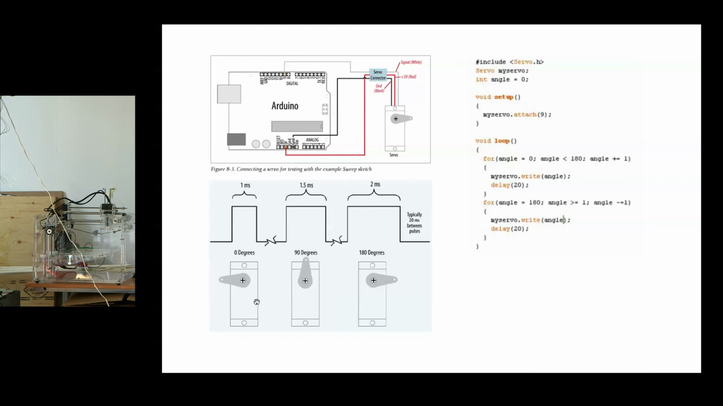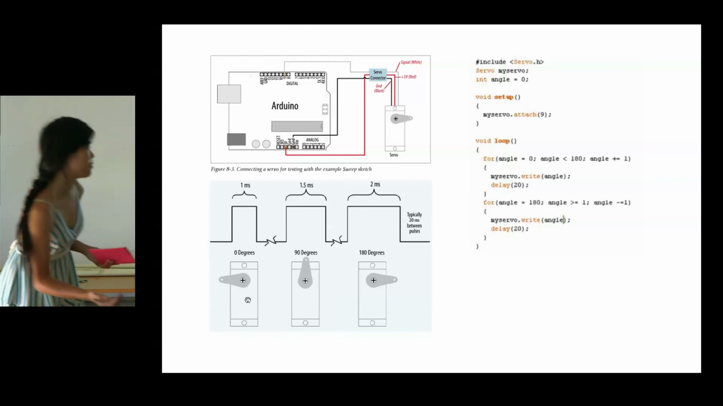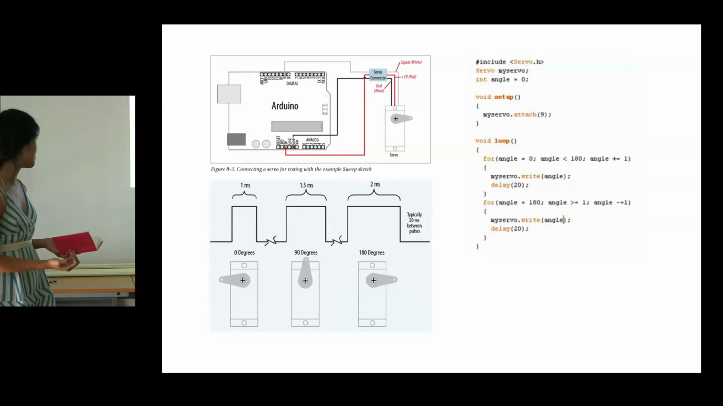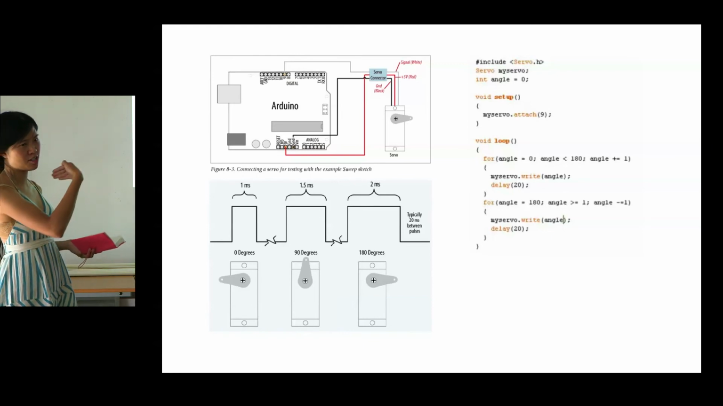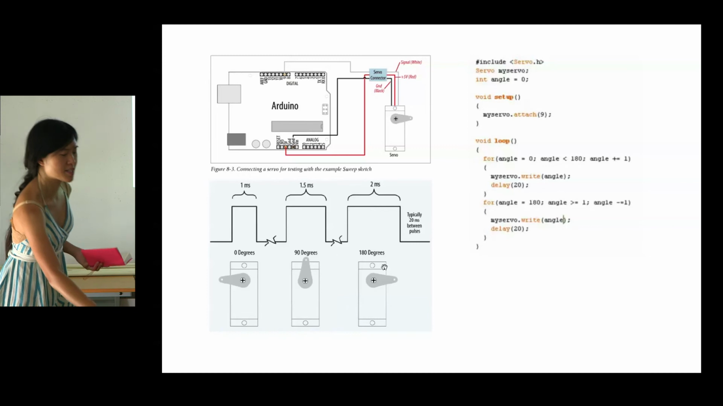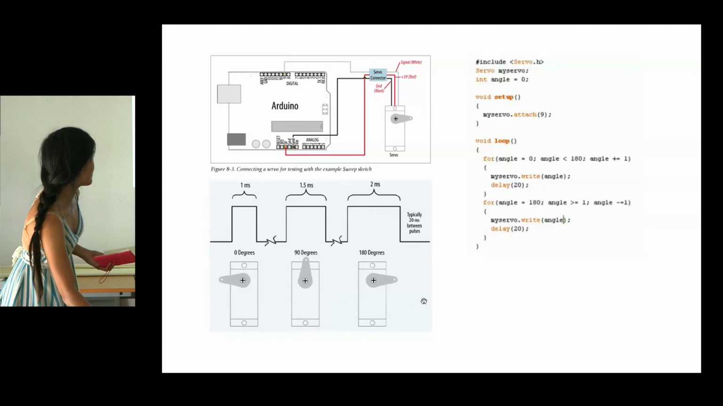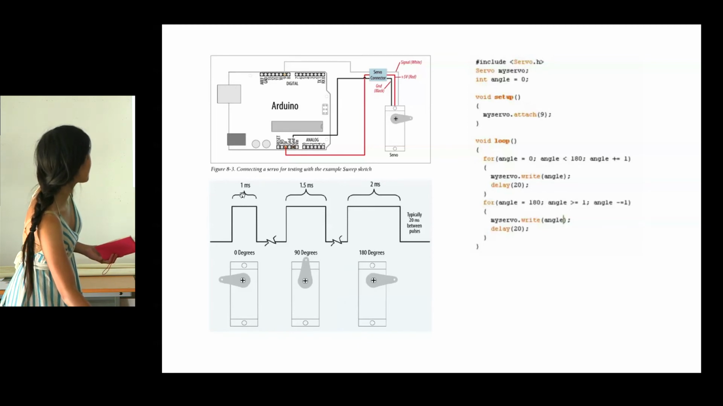So here we are, they respond to a pulse. So in 1 millisecond they would rotate in one direction. If you set it to 2 milliseconds, it rotates in the other direction, 180 degrees. And if you want it to move to a specific degree, then you would calibrate it between a pulse of 1 and 2. So this is the code for doing so.